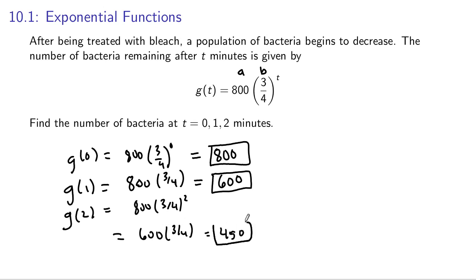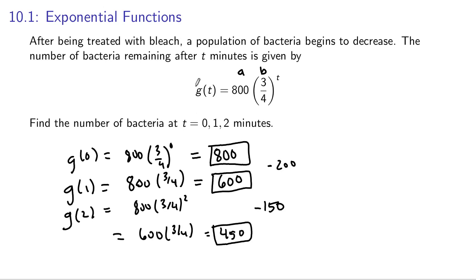You can see that here we lost 200 bacteria. This is probably millions or billions of bacteria, but whatever the units are, we weren't told. Here we lose 150. So each minute we're losing fewer bacteria due to the exponential nature of the decay here.